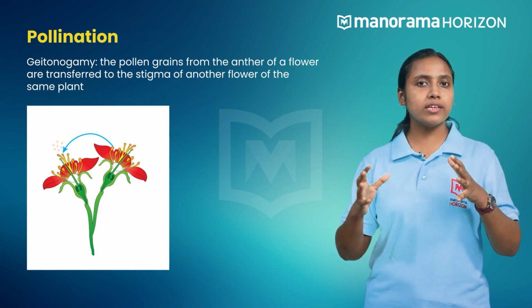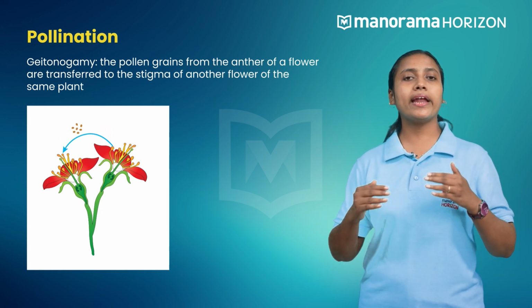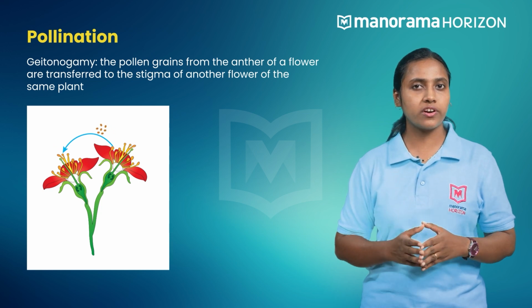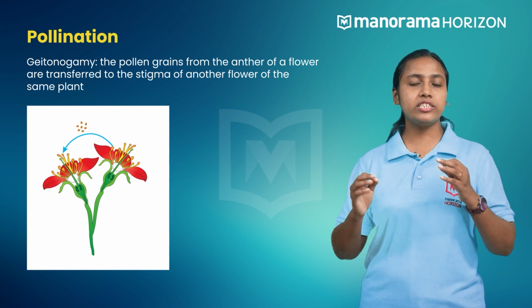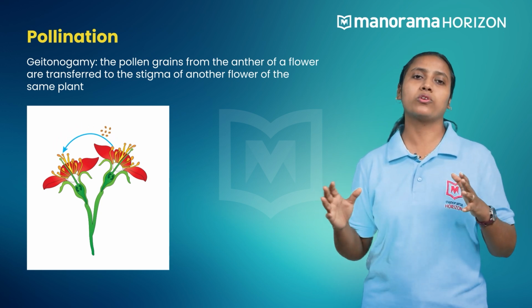Since both the flowers are present on the same plant and all the cells of a plant are derived from the same zygote and carry the same genes, geitonogamy is genetically autogamy. However, the pollen grains are carried to the stigma of another flower by an agent of pollination. So, it is cross-pollination or xenogamy functionally.